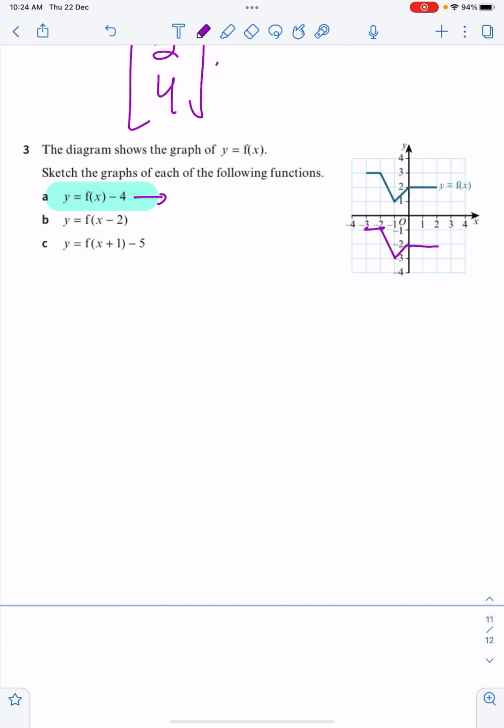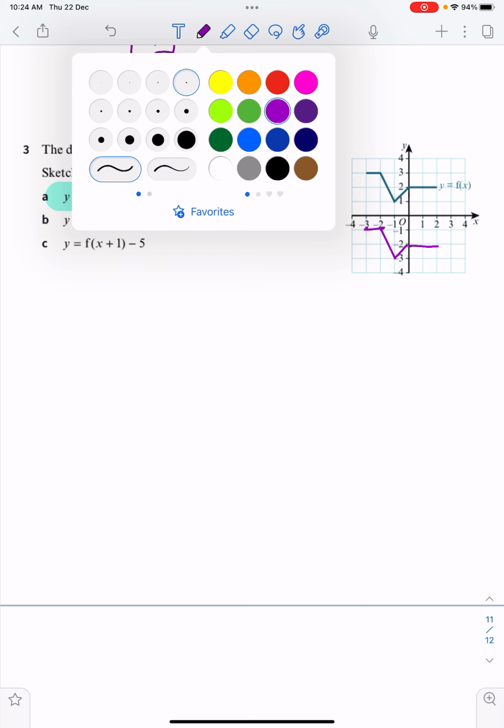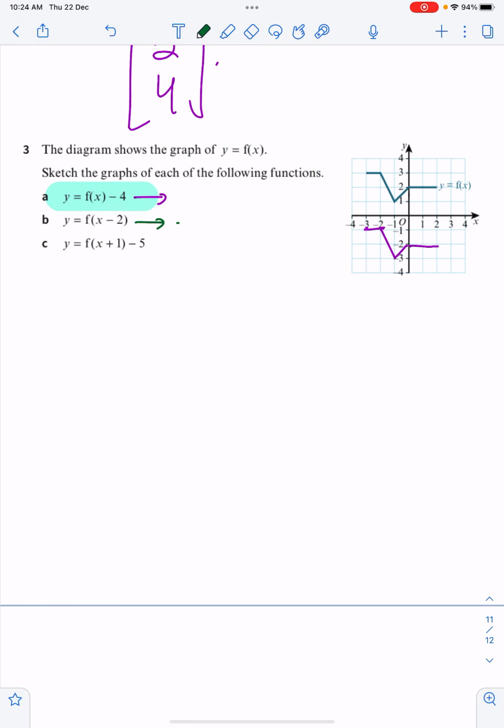This is with purple. Okay, the next one which we are doing is with dark green. Okay, f of x minus 2, that means there is horizontal movement of 2 units onto the right. There is a negative sign here, that means it has moved onto the right. Okay, 2 units onto the right, meaning the whole graph will go 2 units onto the right, meaning this point is going to come here, here.